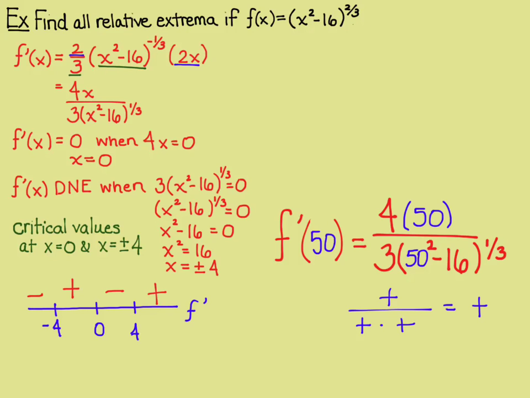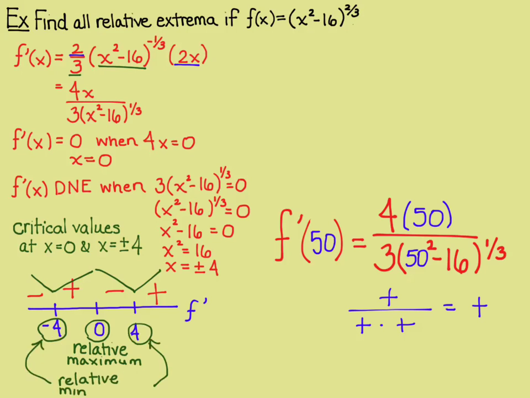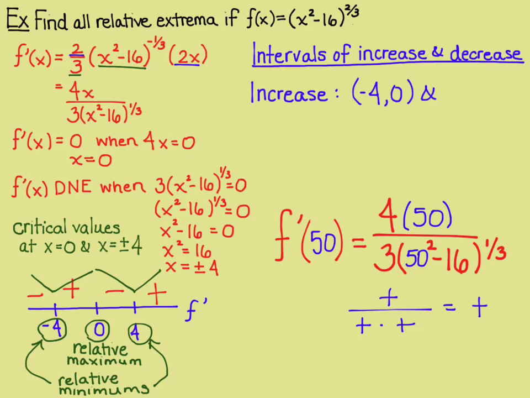Now over each interval, I'm going to draw whether my function is increasing or decreasing. So if I have a minus sign, I'm going to do a downward sloping line. If I have a plus sign, I'm going to do an upward sloping line. And I can keep going in this way. Notice that this gives me 2 relative mins and 1 relative max. My relative max is at 0, and my relative mins are at plus or minus 4.